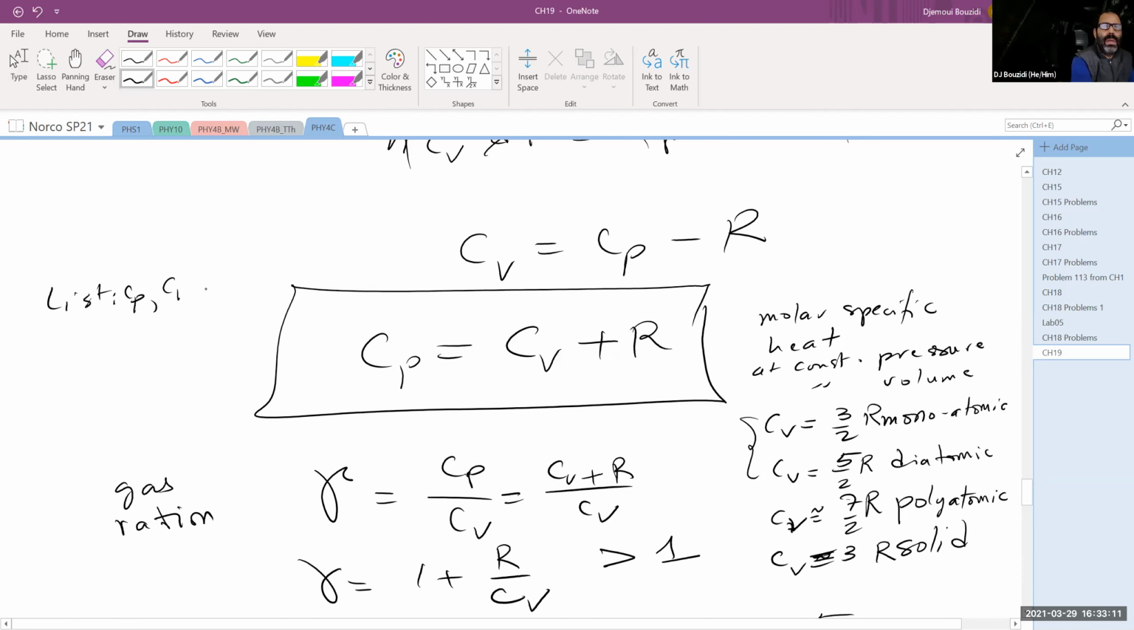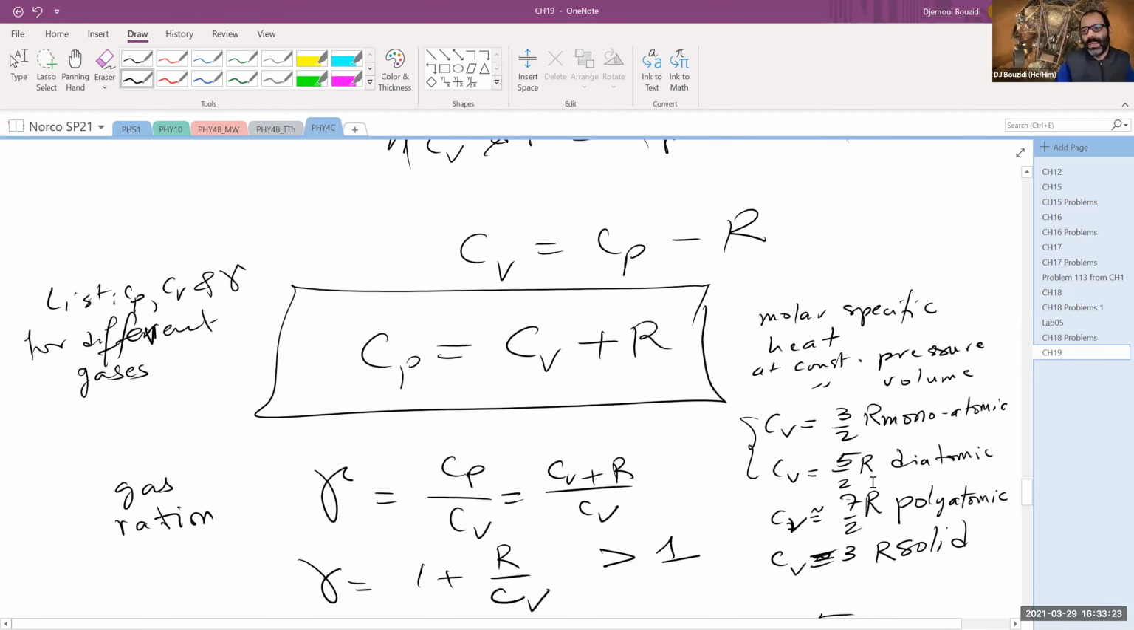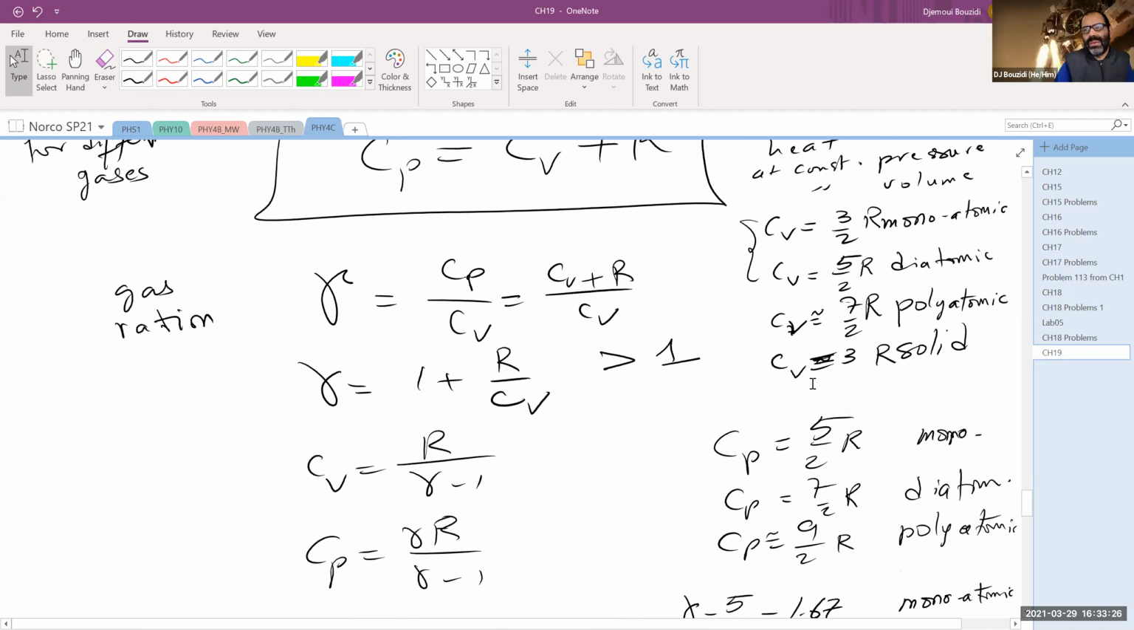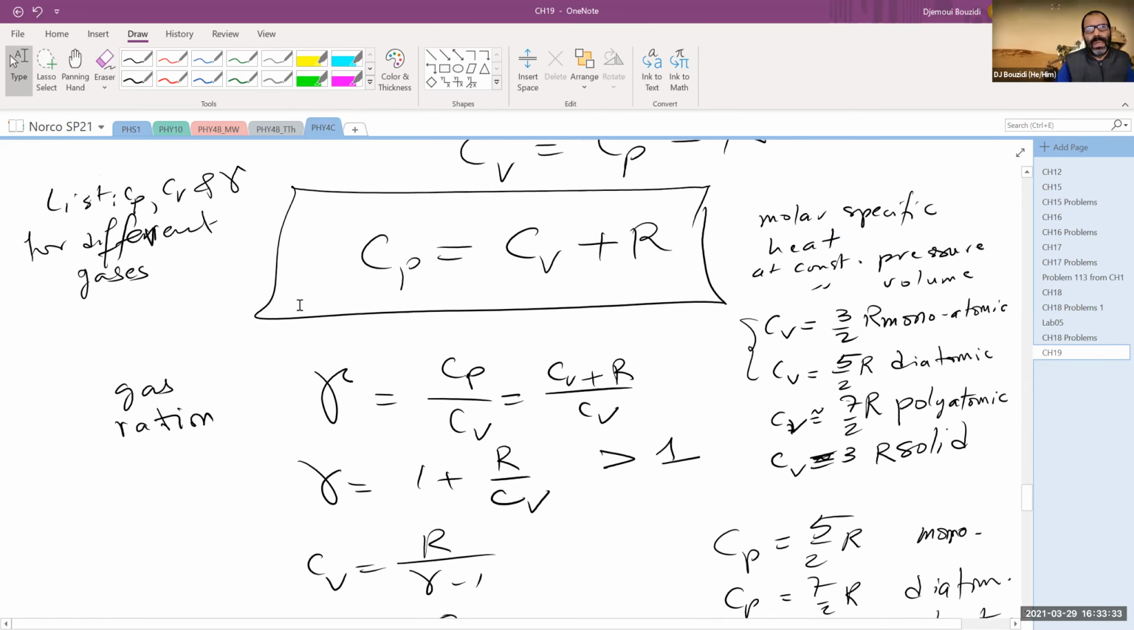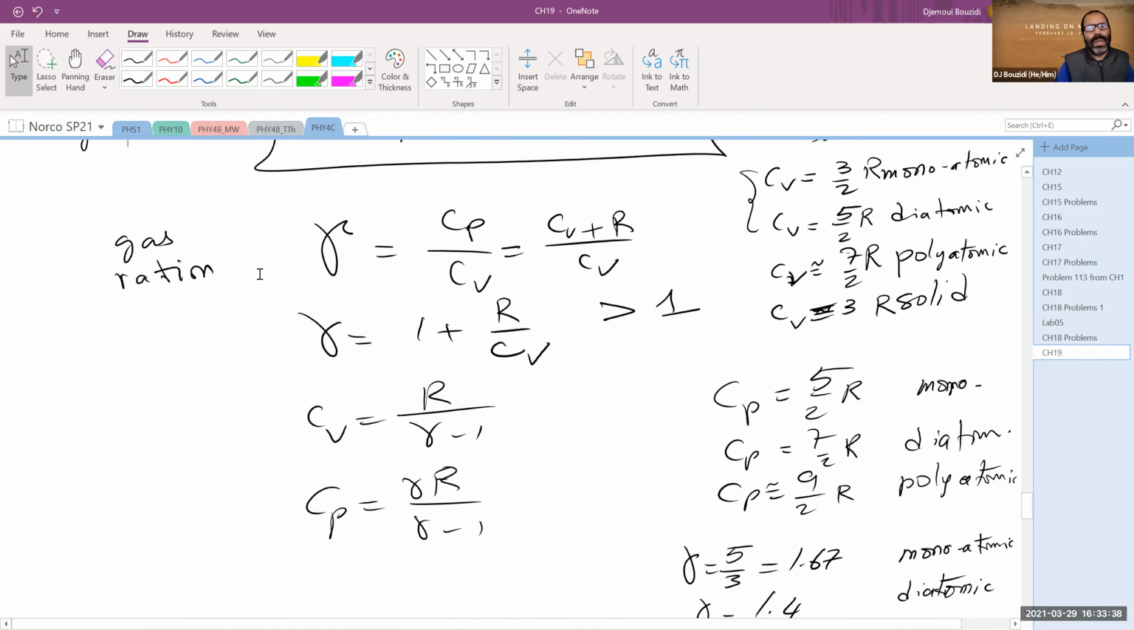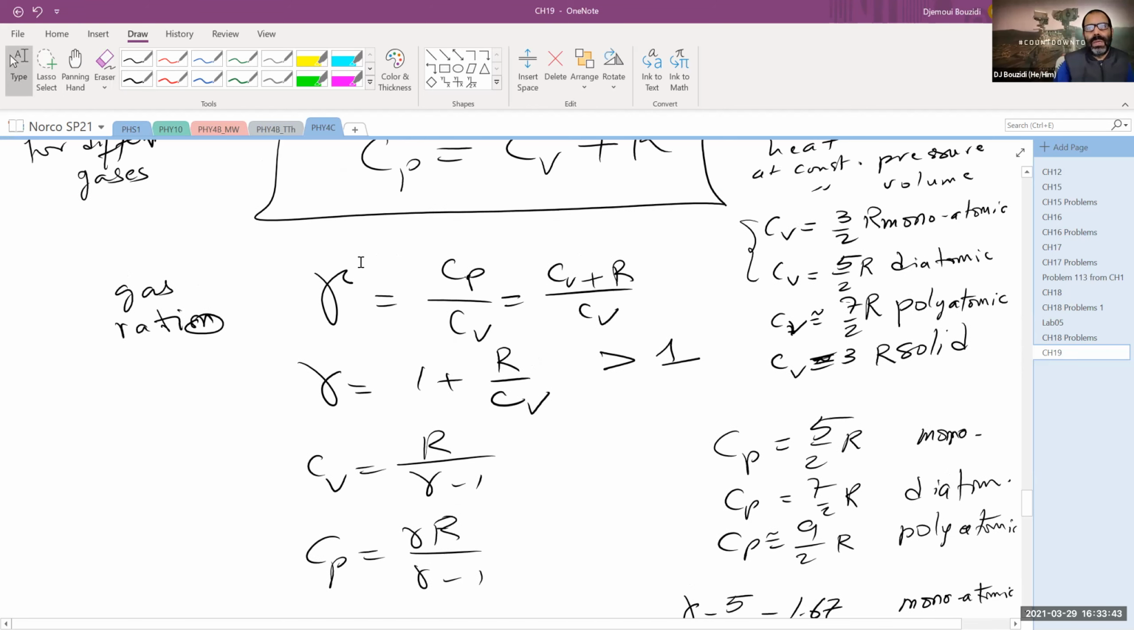So list Cp, Cv, and gamma for different gases, basically for a monoatomic gas, for diatomic gas, and for polyatomic gas, and even for solids, okay? So for that, you don't really understand, there is no clear expression for Cp in that case, okay? So don't use it for solids in there, okay? But this is basically the expression that we need to come back to, and we defined gamma as a gas ratio, not ration, okay? As being the ratio of the two molar specific heats, Cp and Cv.